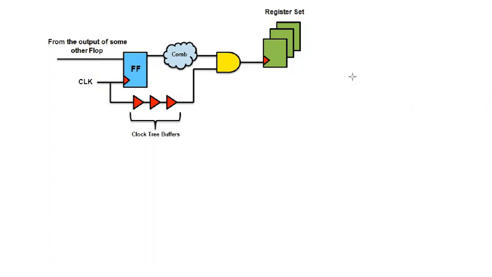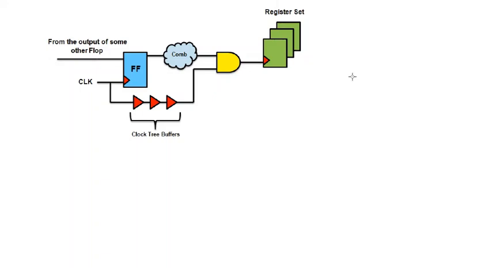So let me ask you a simple question. Take a long look at this circuit. You have a flip-flop, you have a combinational logic, and you have an AND gate, which is going to a register set. On the clock path, you have a clock, which is connected to the flip-flop. It's driving the flip-flop, and you have clock buffers which are going to the AND gate's other input.